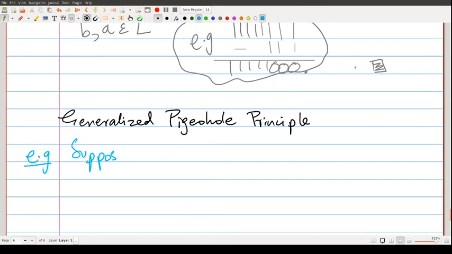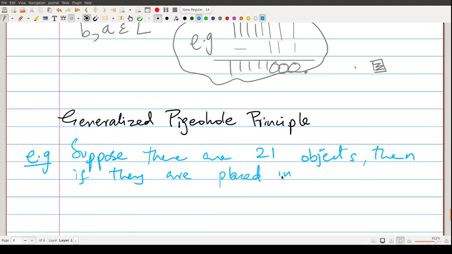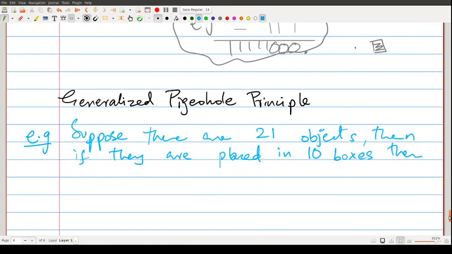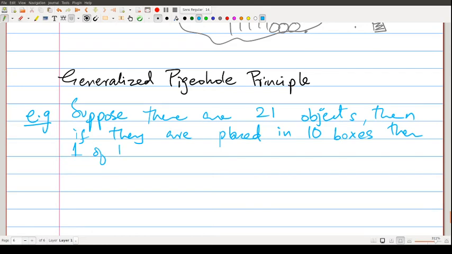Suppose there are 21 objects. Then if they are placed in 10 boxes, then one of them will contain 3 or more objects. Does this statement make sense?